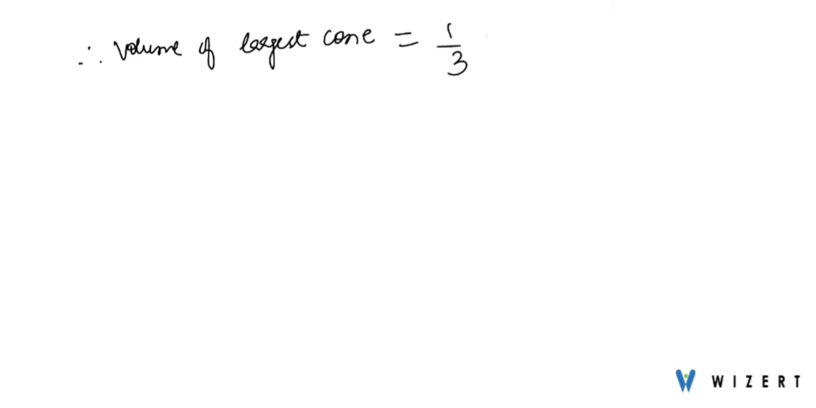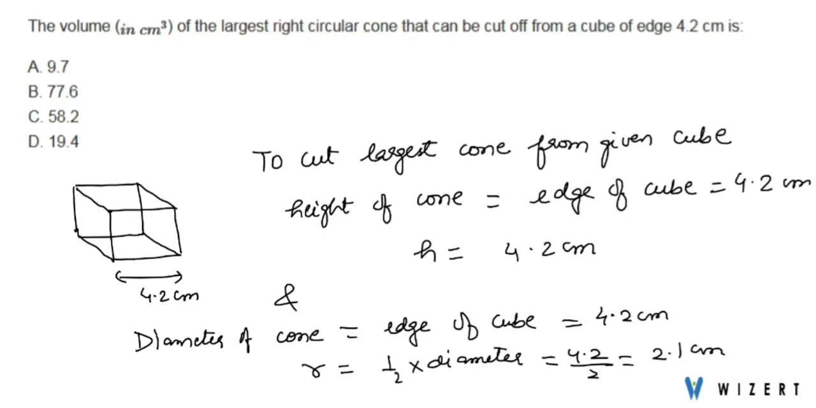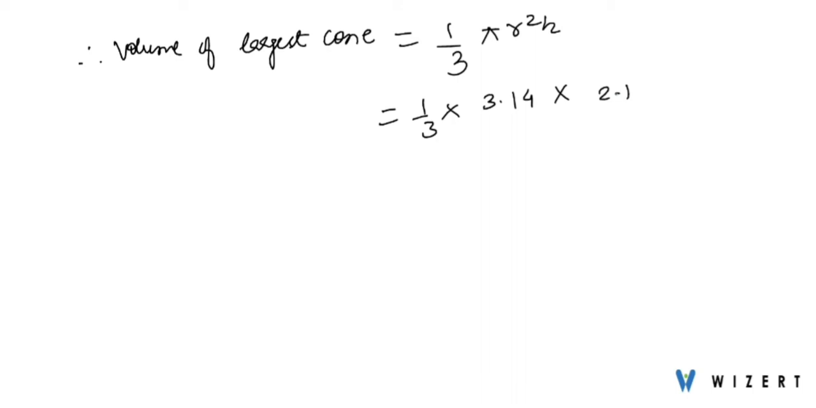And we know that the volume of cone is 1 by 3 pi r square h. Now let us substitute the value of pi as 3.14 and the radius we have calculated, 2.1 centimeter square, and the height is 4.2 centimeter, and the unit of the volume of the cone is centimeter cube. So if we simplify it, that is equal to 19.4 centimeter cube.